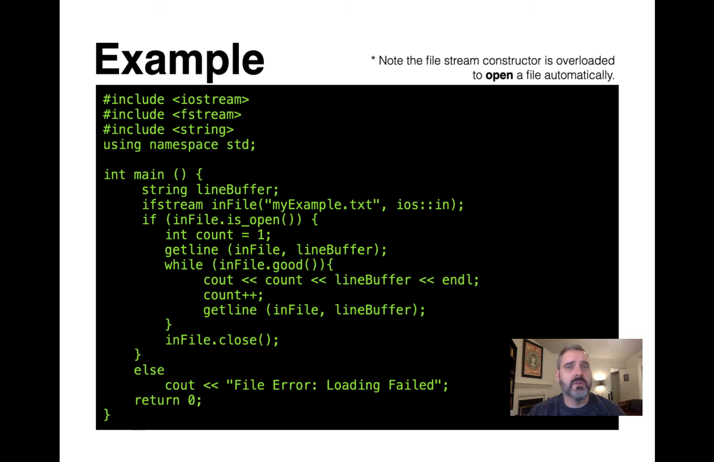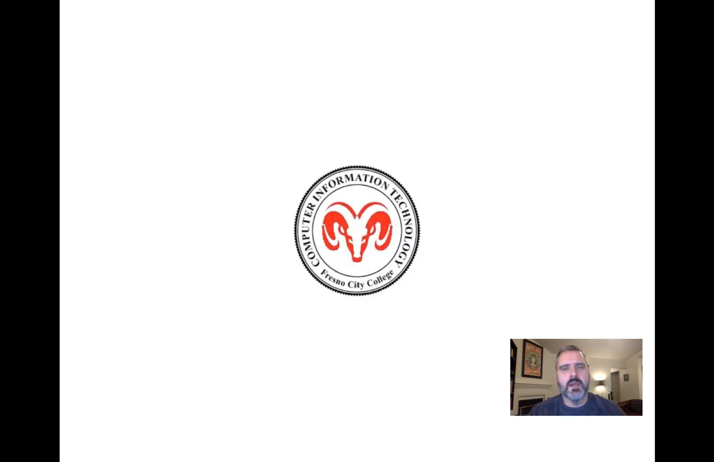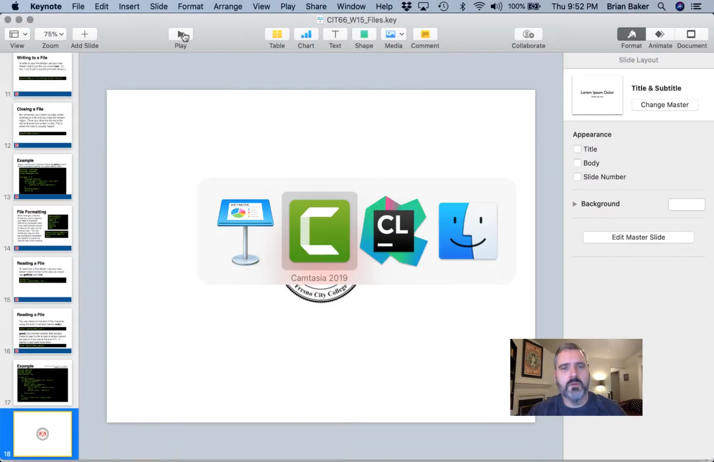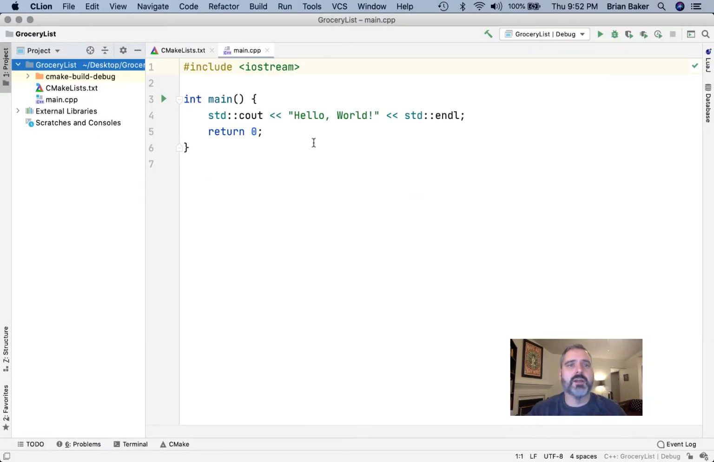But here's an example you can use if you want to write files or read from files. That being said, let's move on to CLion and actually start a project. So this is going to be a basic grocery list project.